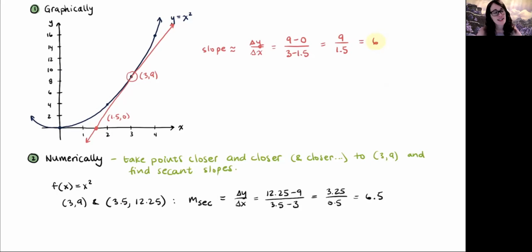But we can get a point that's closer. Instead of 3.5, maybe we'll choose 3.1. That's a point on the curve, so 3.1 might be like here, on the x squared curve. That's even closer to the point that we're interested in than 3.5 was. So let's try that.